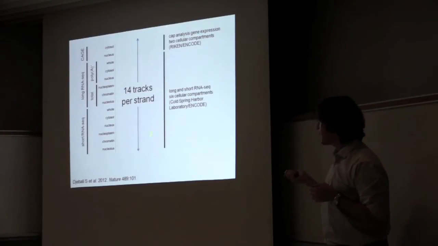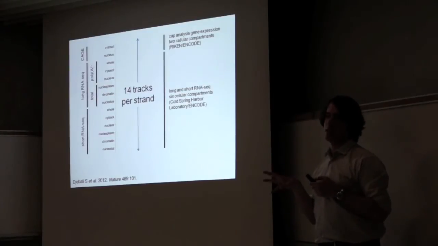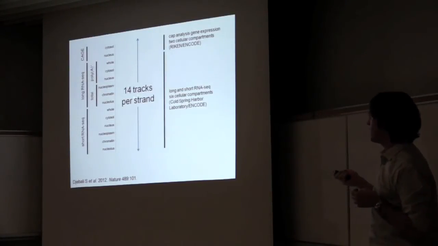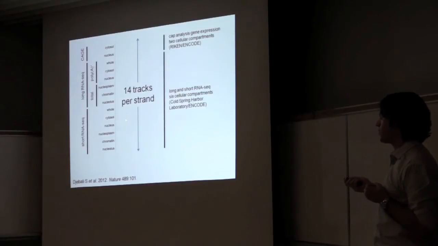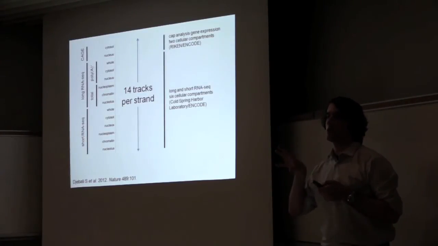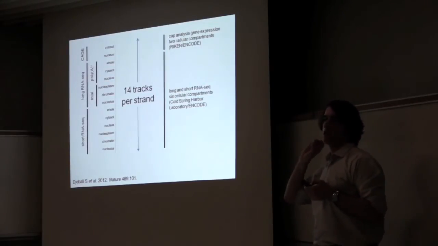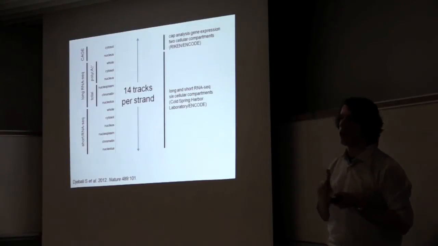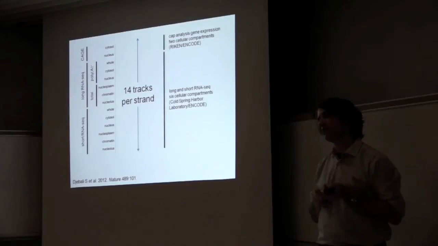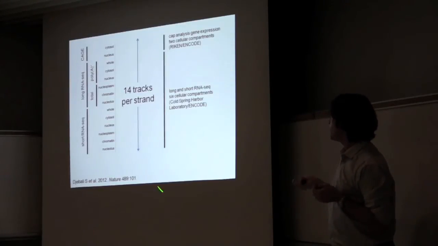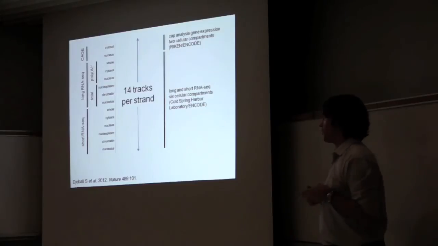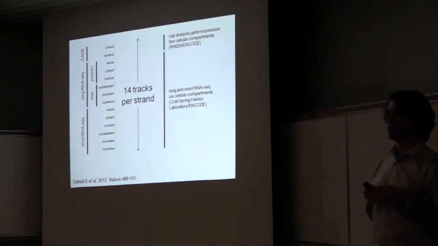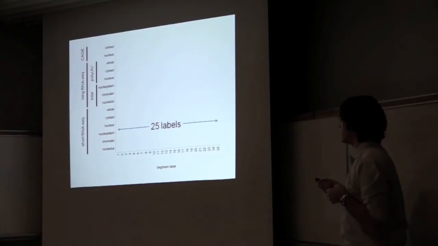The ENCODE RNA-seq data is not just RNA-seq for a particular cell type. There are actually many different RNA-seq experiments for a cell type, some of them with selection for short RNAs or long RNAs, and then various cellular subcompartments are selected for. They've done experiments where they've looked only at RNAs that are in the nucleus, or RNAs found in the cytosol, or RNAs associated with the nucleolus. So we were able to look at 14 different tracks for, say, K562, and try to do unsupervised pattern discovery on those as well.